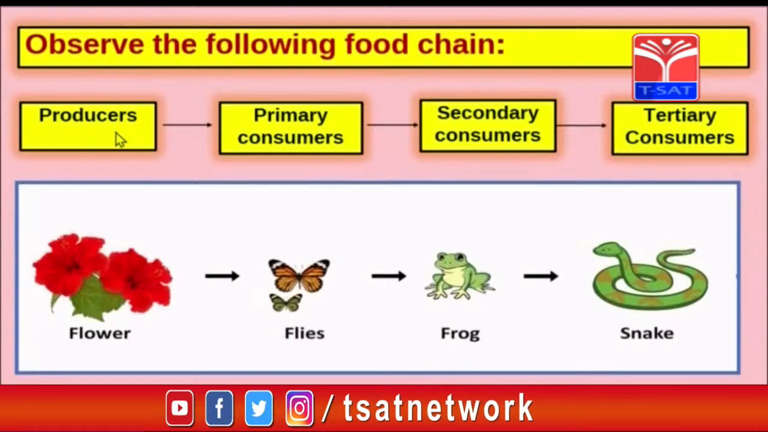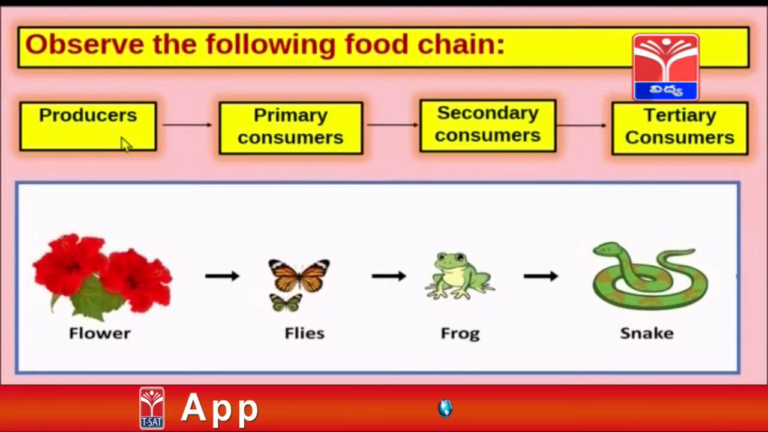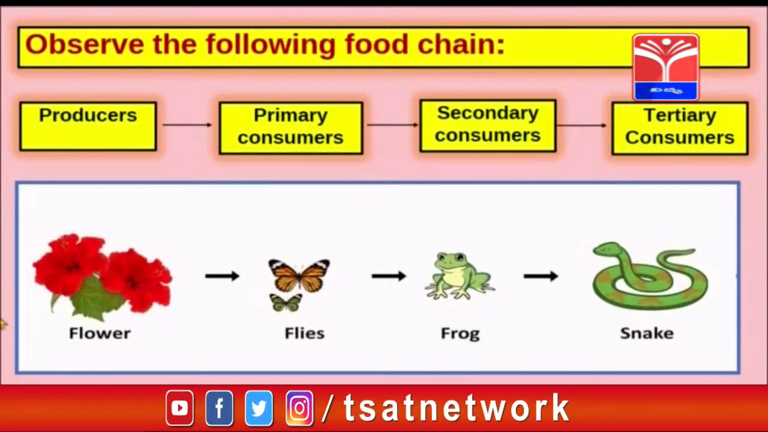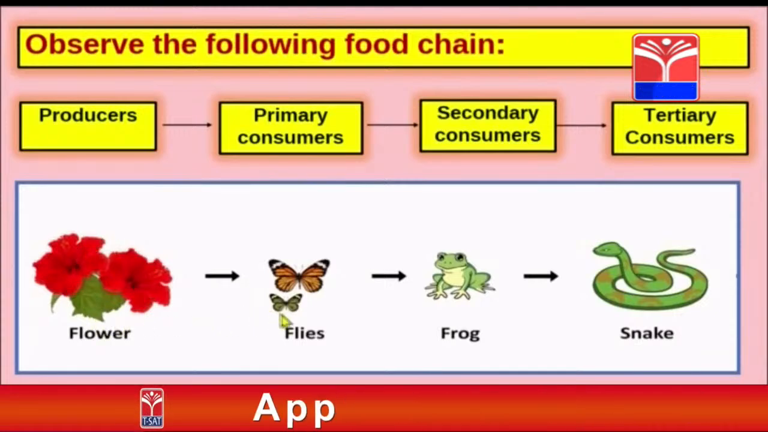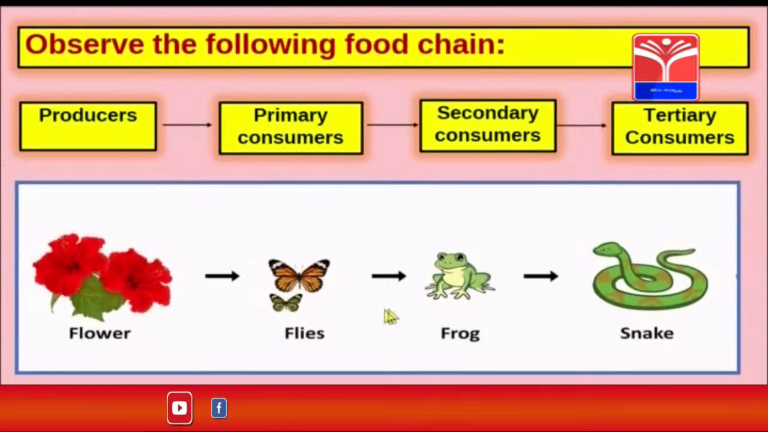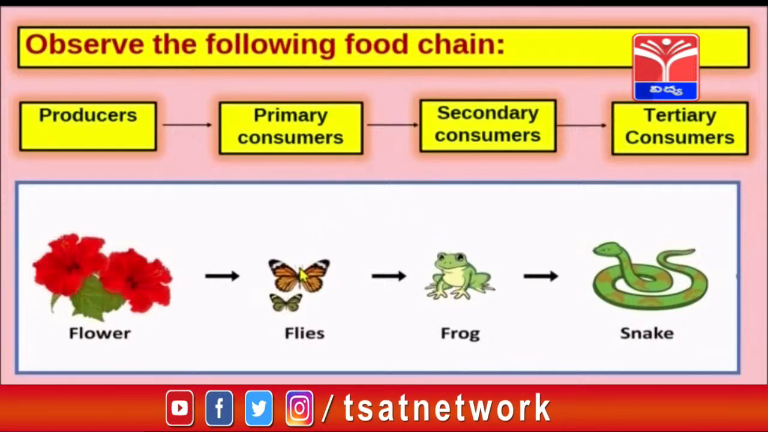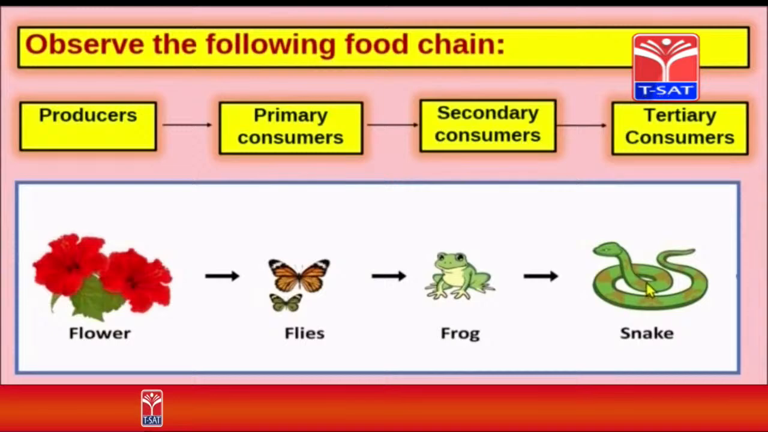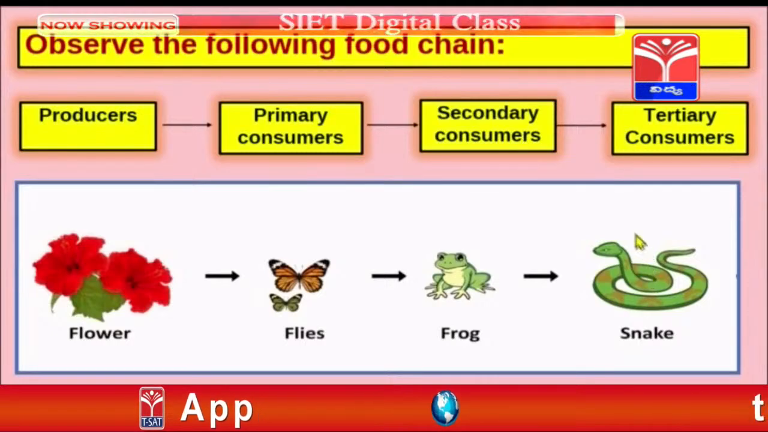Producers prepare the food required for all the organisms in an ecosystem. These producers depend upon the sunlight as a source of energy. So, producers synthesize the food materials by a process called photosynthesis using sunlight. See an example here. Flowers are the producers. The butterflies are the primary consumers. They obtain their food requirement from the flowers. And the frog is the secondary consumer as it is dependent upon the butterfly, which is a primary consumer. The snake is the tertiary consumer that obtains its food requirement from the frog.